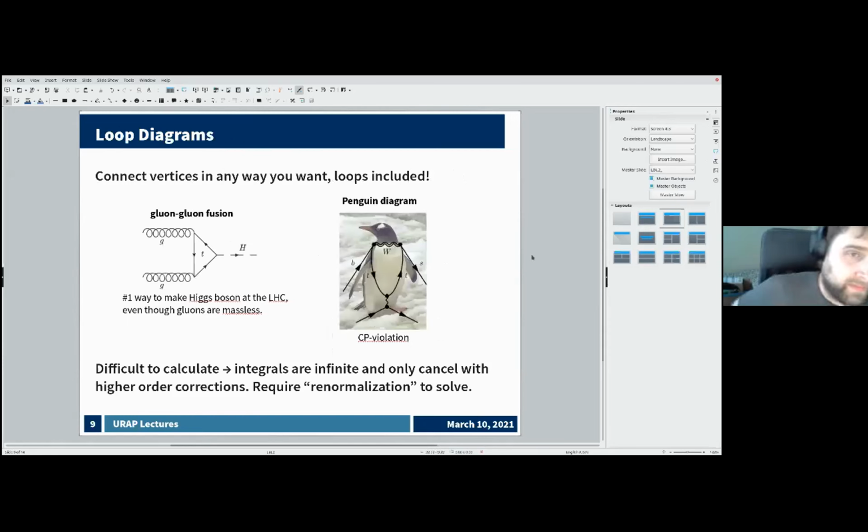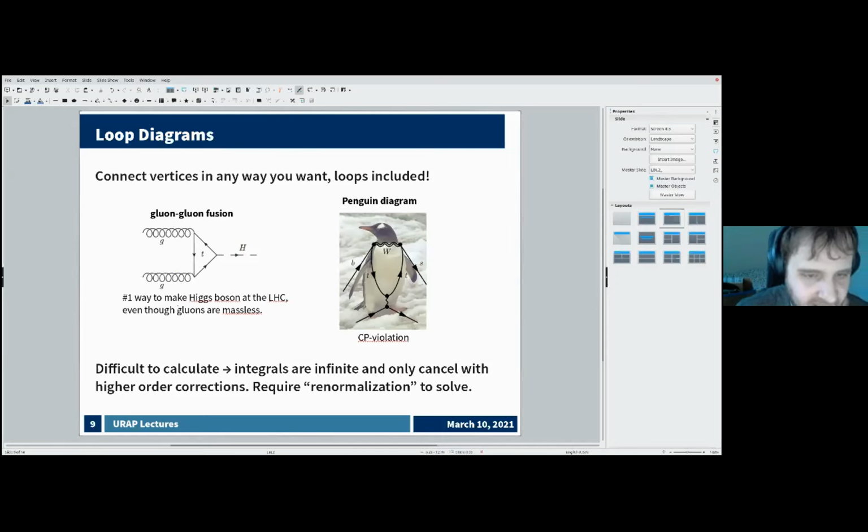Okay. The other thing that you should know about Feynman diagrams is that loops are allowed, right? When I said that you have these little building blocks and you combine them any way you want, that also means that if you can make loops, those are then allowed. And I show two examples of, I would say, fairly famous loop diagrams. On the left is gluon-gluon fusion. This is where you take two gluons and you collide them, and as a result, you produce a Higgs boson.